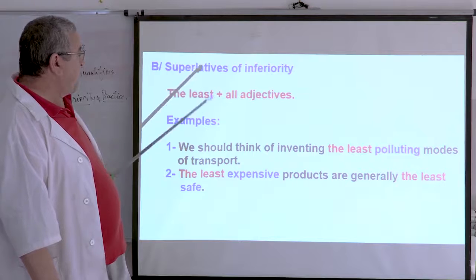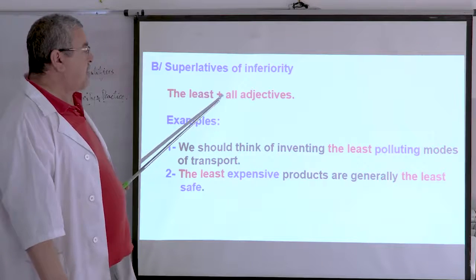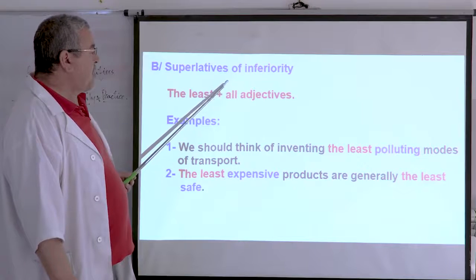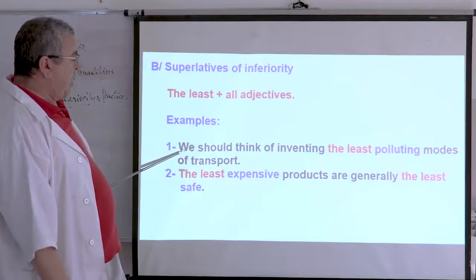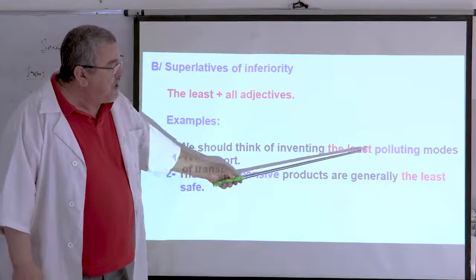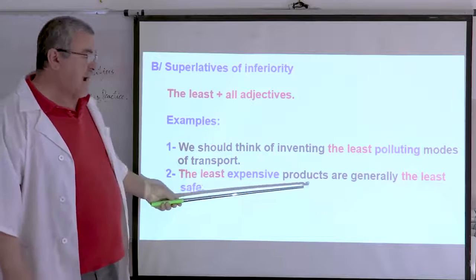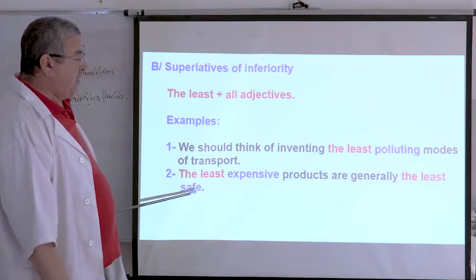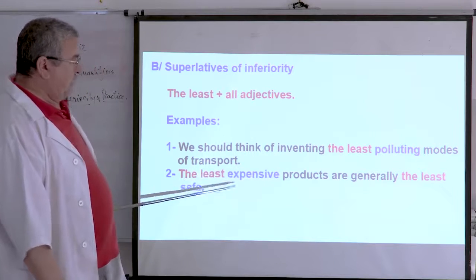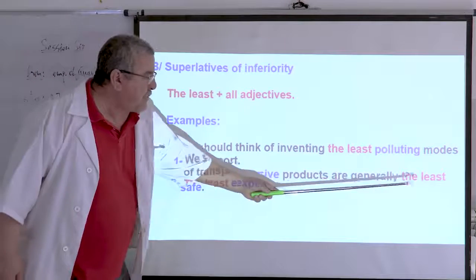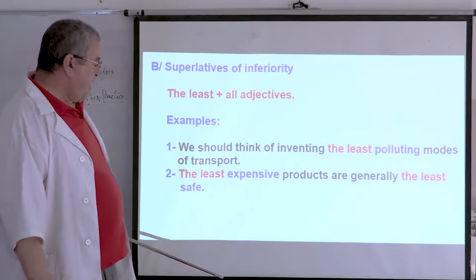Now, superlatives of inferiority. The rule for this type of superlatives is the least plus all adjectives. We're not going to make a difference between short or long adjectives here. So we simply say the least plus all other adjectives. Examples here. We should think of inventing the least polluting modes of transport. Second, the least expensive products are generally the least safe. You remark here we have a long adjective and least. A short adjective here and the same superlative least.